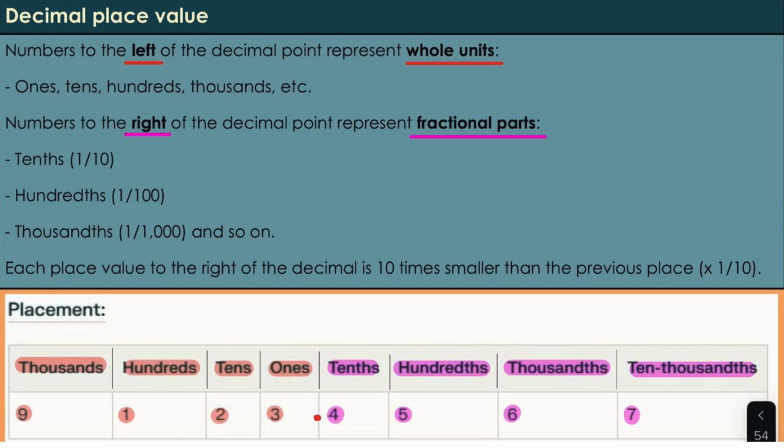Each place value to the right of the decimal is 10 times smaller than the previous place. So from tenths to hundredths, I am dividing by 10. From hundredths to thousandths, again I'm dividing by 10. And from thousandths to 10,000ths, I'm also dividing by 10. Each of those place values are 10 times smaller than the previous place value.